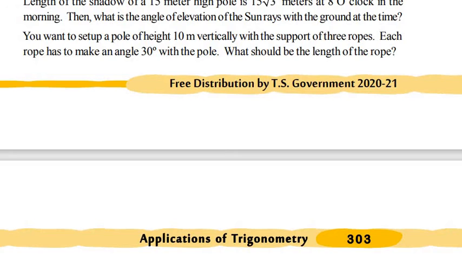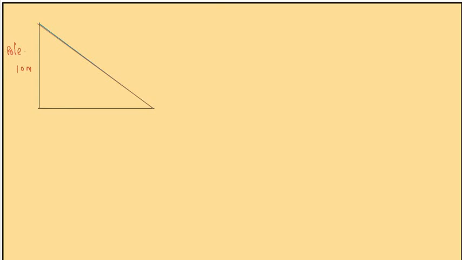10 meter. Okay, 3 poles tied. Each rope is making an angle of 30 degrees with the pole. Listen, each rope makes an angle of 30 degrees with the pole. The length of the rope is... Okay, fine. They are asking the length of the rope. This is only the rope. So this they are asking.